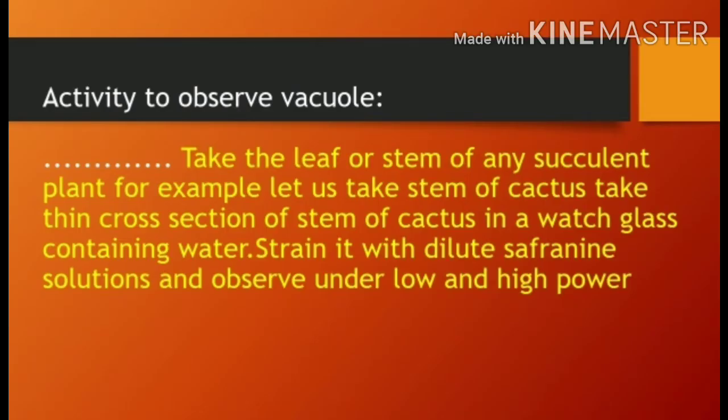Now let us observe a vacuole with an activity. For this, take the leaf or stem of any succulent plant. For example, let us take the stem of a cactus. Take a thin cross section of the stem of the cactus in a watch glass which contains water. Stain it with dilute safranin solution and observe under low and high power. Now we get an idea about what a vacuole is with this activity.